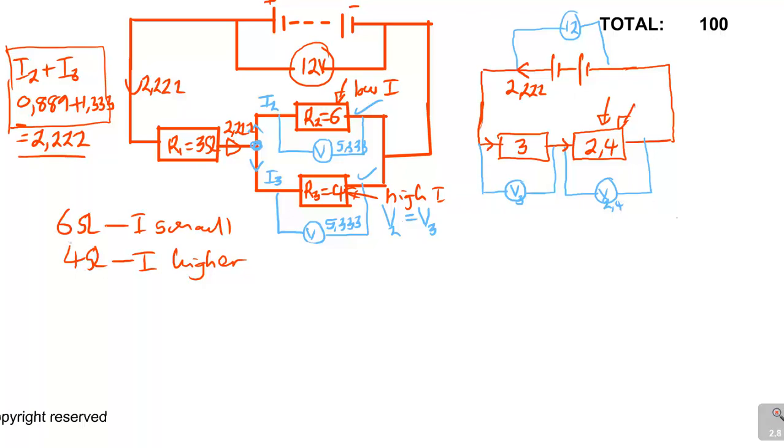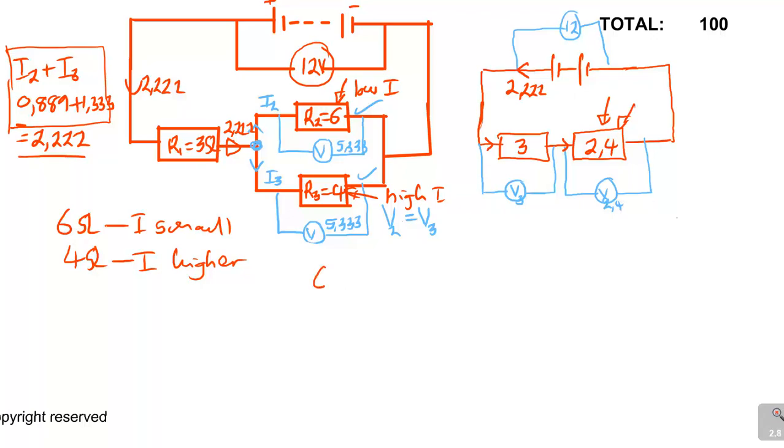When the resistance is small, the current is high. When the current is high, the resistance is small. Remember, resistance is the resistance to the flow of current. Now, using that information, I can use, in this case, ratio.